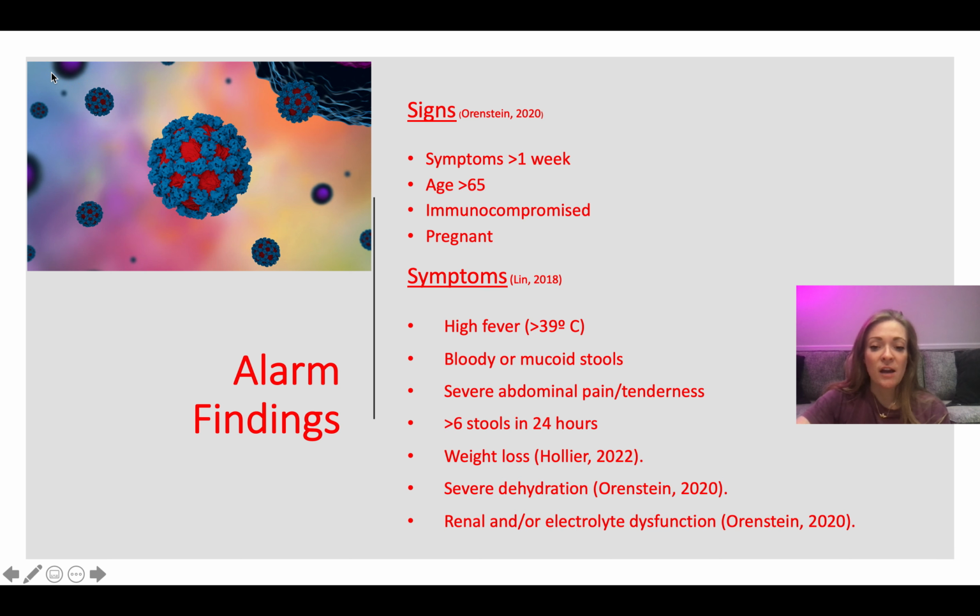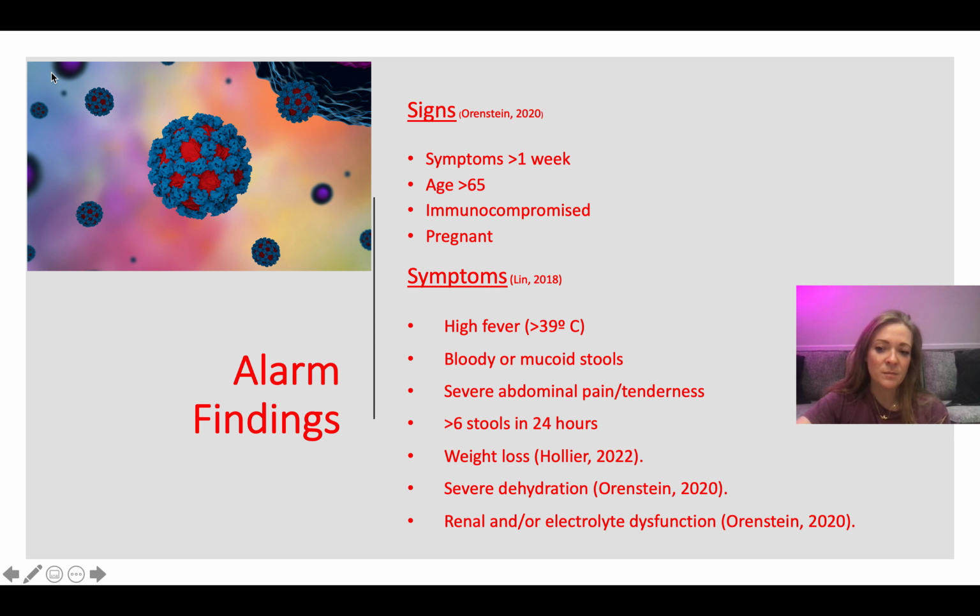A diagnosis of viral gastroenteritis is likely with the presence of previously listed clinical manifestations in the absence of alarm findings. The presence of alarm signs and symptoms may indicate bacterial infection or other diseases requiring urgent care. Warning signs indicative of bacterial infection include high fevers, bloody or mucoid stools, severe abdominal pain or tenderness, or greater than 6 stools in 24 hours.